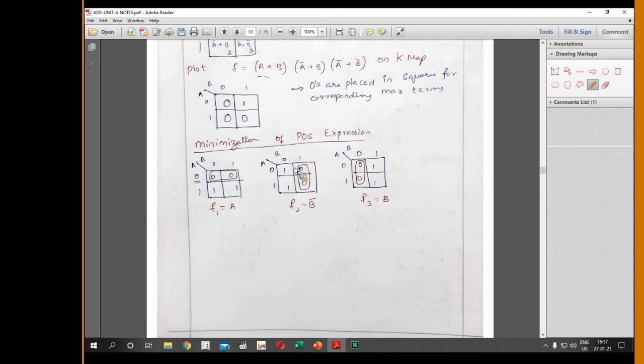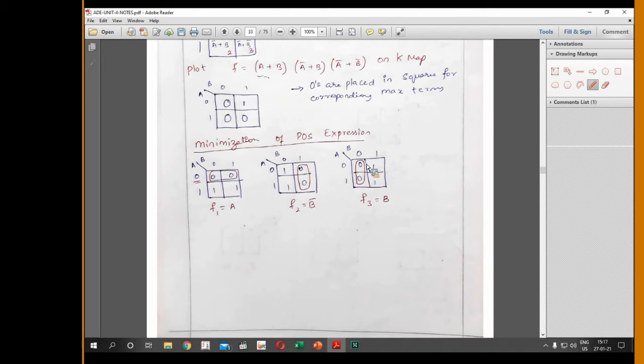Next, these two are paired column wise, and the literal which is common column wise is B, with the assigned value 1. Hence, after minimizing, the minimal expression of the function is equal to B bar.